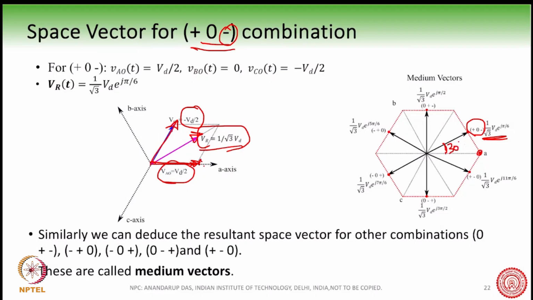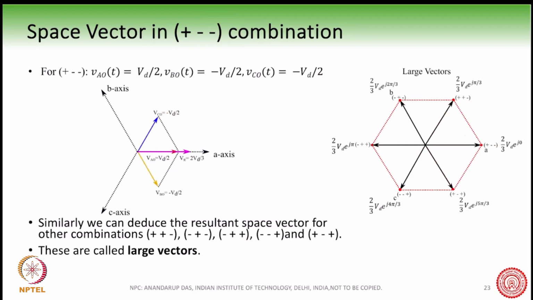Note that for this space vector, this length is 2 by 3 VD. This is 2 by 3 VD, the length of the hexagon side. So for this combination of plus 0 minus, we get what are called the medium vectors. And there are 6 more switching combinations which are written here now. All these will produce the medium vectors.